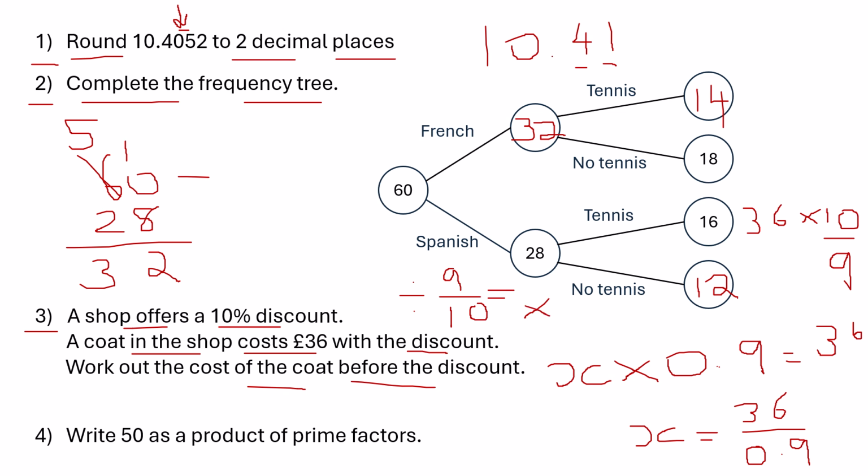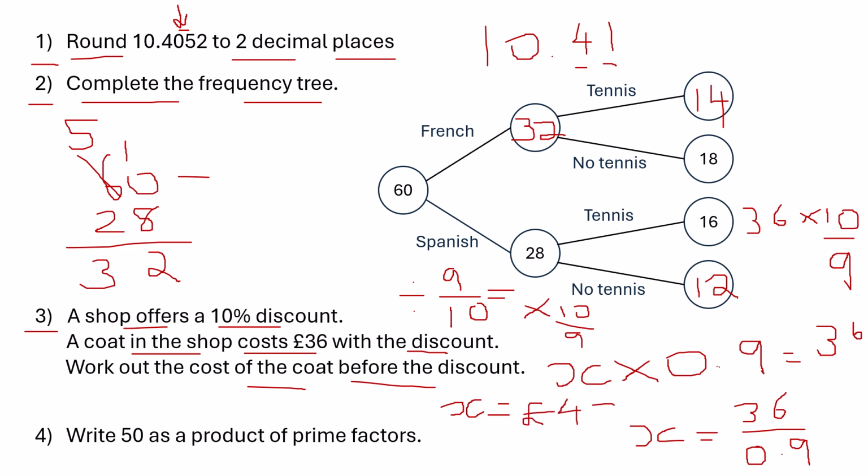So let's obviously work it out. 36 divided by 9 is 4. 4 times 10 is 40. That's one method. So it's £40 before the discount.